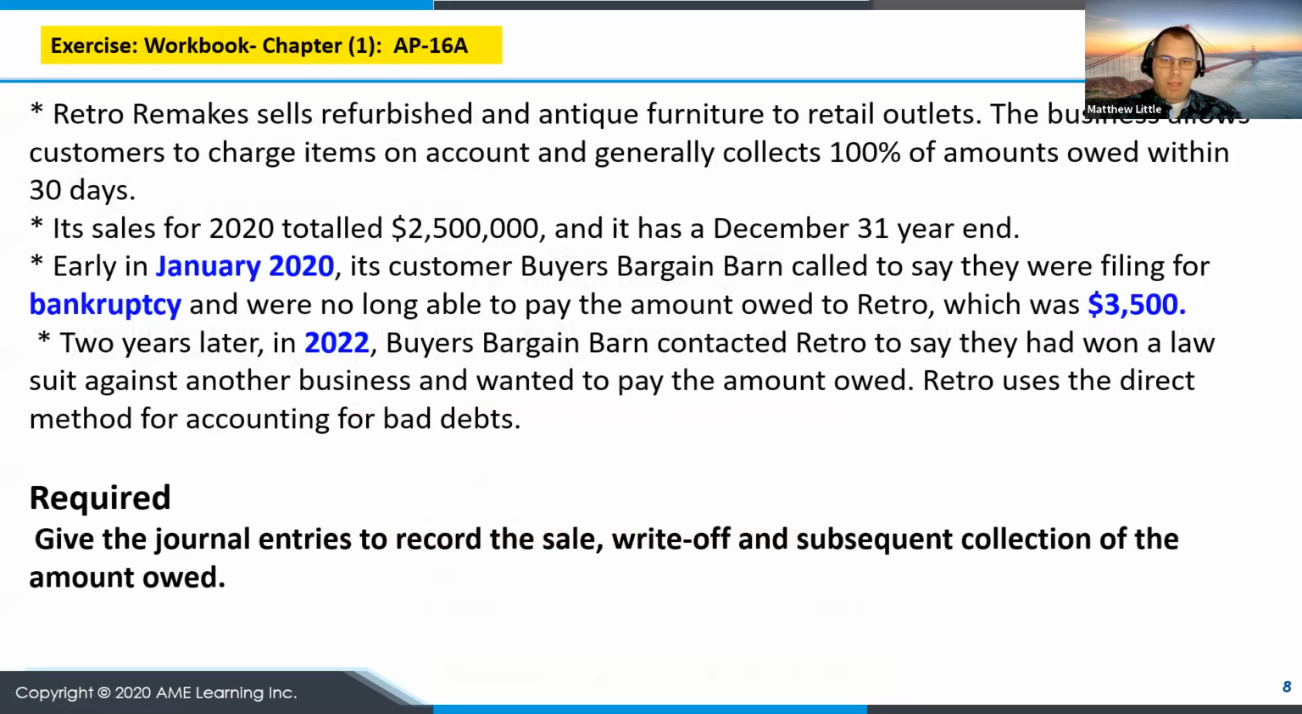Another situation is we have this company, they sell refurbished and antique furniture, and we allow customers to charge on account, and we generally collect 100% within 30 days. However, in 2020, our sales were $2.5 million, and it has a December 31st year end. In January 2020, one of our customers called to say that they were filing bankruptcy and were no longer able to pay the amount owing, being $3,500. However, 2 years later, they paid it. We're asked to give the journal entries: record the sale, the write-off, and subsequent collection.